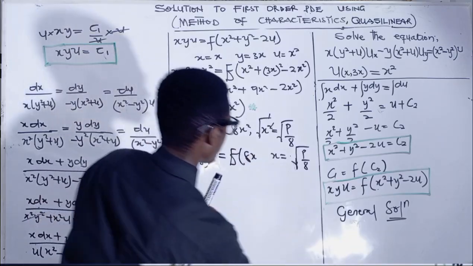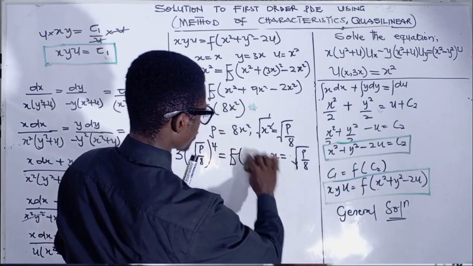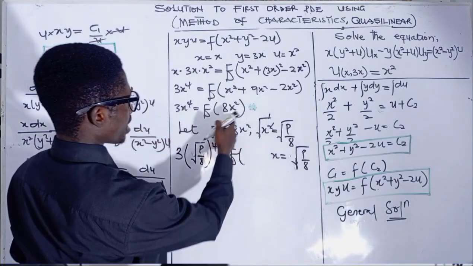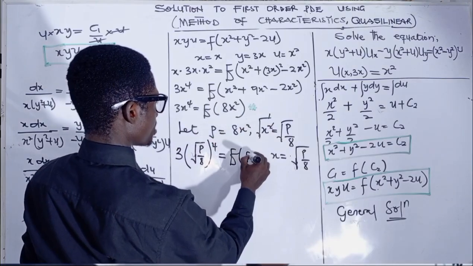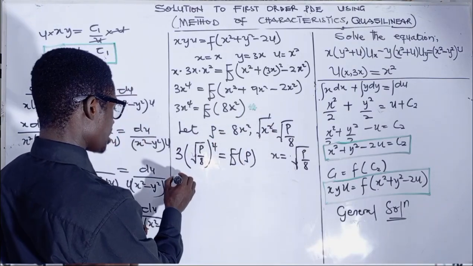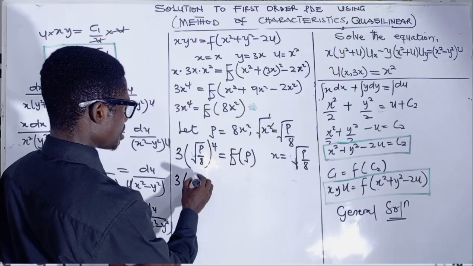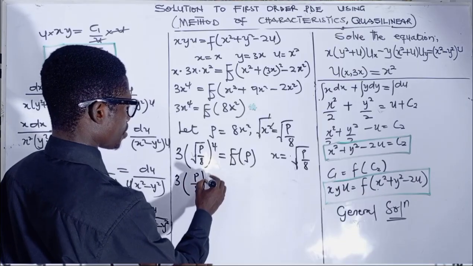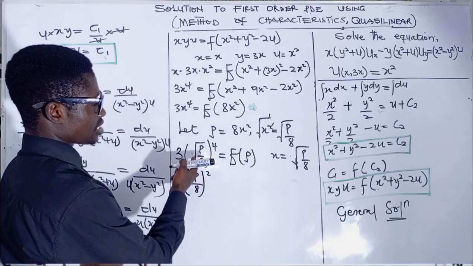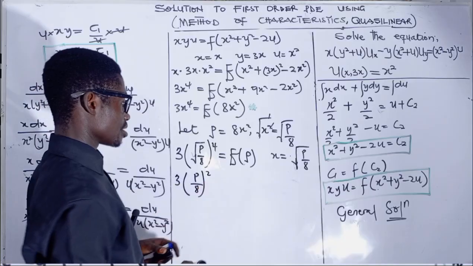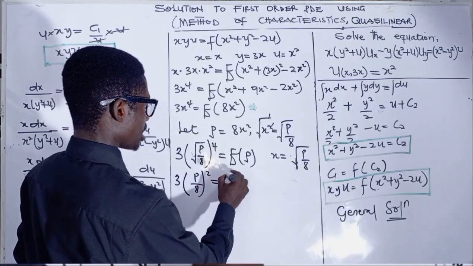So sorry, we have our 8x squared is equal to p, so we have p. Now with this, we can write it as 3 times p all over 8 raised to the power 2, because the root sign will cancel one of the squares. Good. And then you have our f of p.